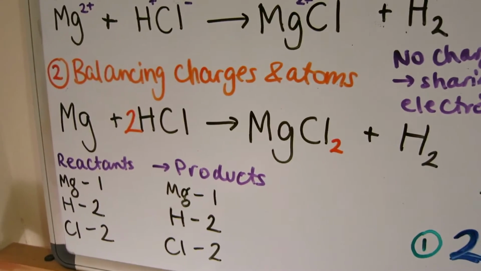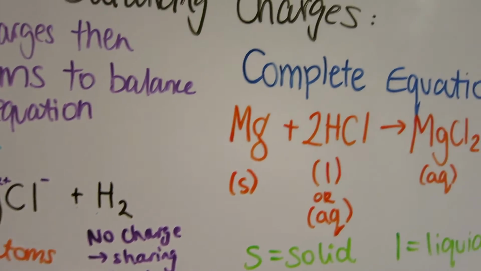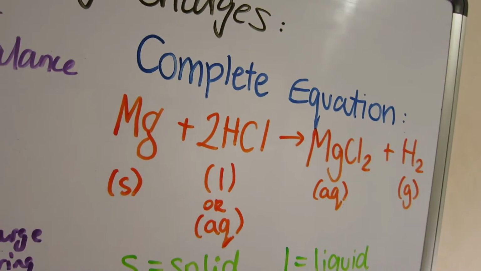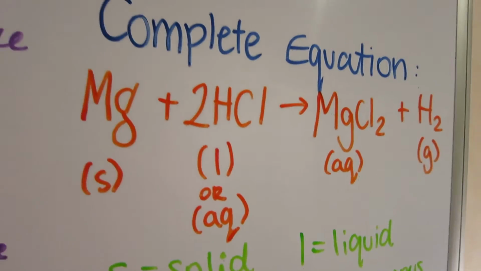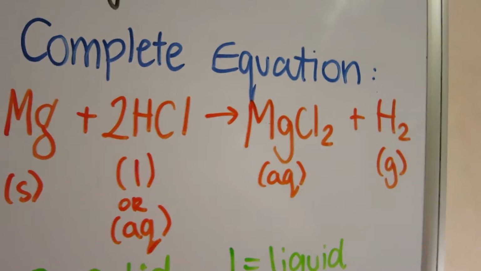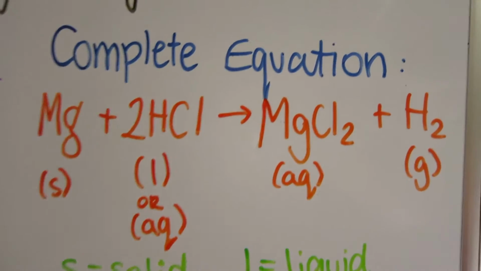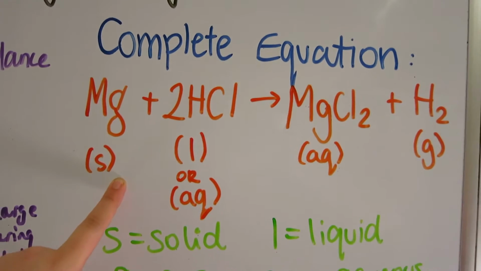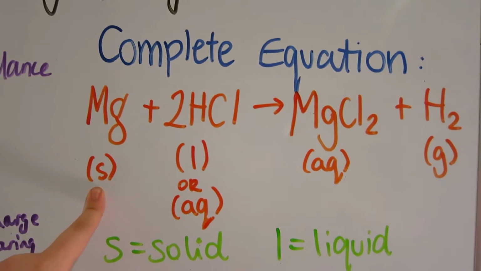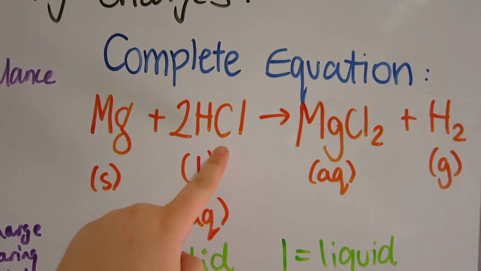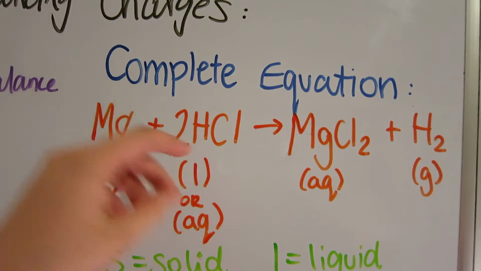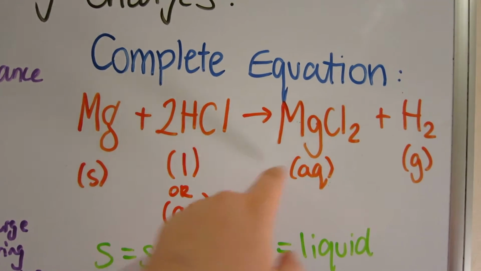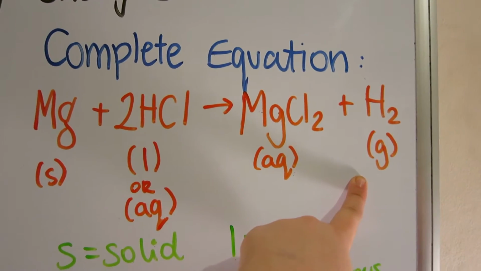Now, there's only one more thing we have to add, which is the challenge on your sheets, which is talking about the complete equation. So your complete equation takes into account what we call the states. So when we're looking at a solid, remember what we did in our experiment. This is exactly our experiment. We had the magnesium in the tube, and we had hydrochloric acid that we added to it. So we put that through in a little dropper. We had magnesium chloride being produced, and we had the hydrogen gas.